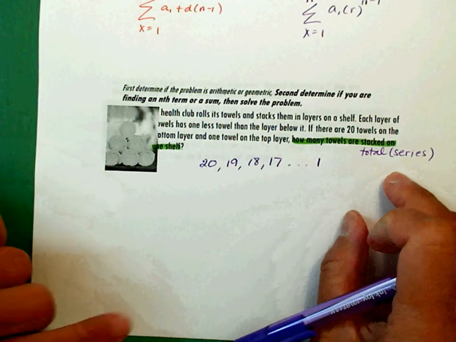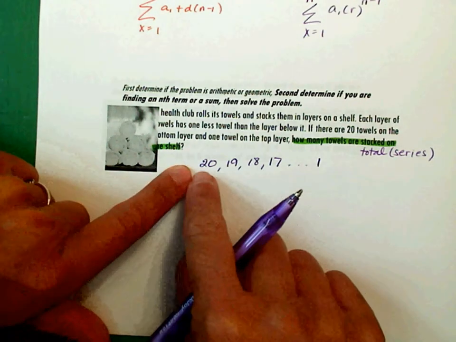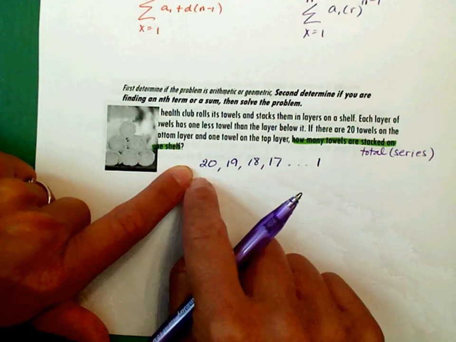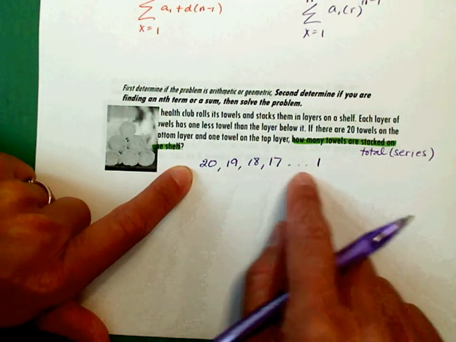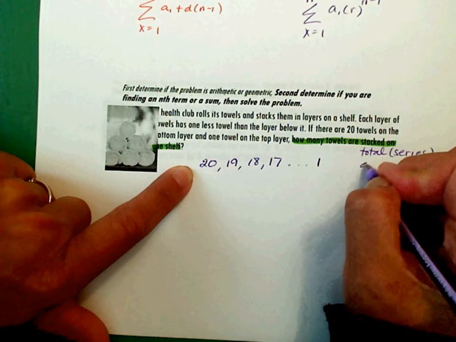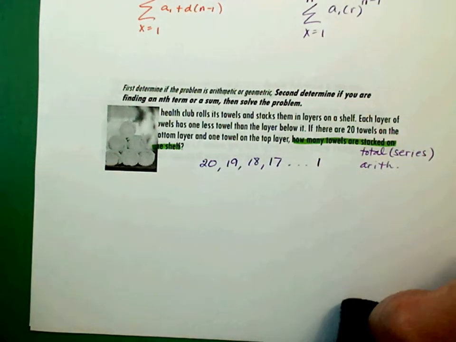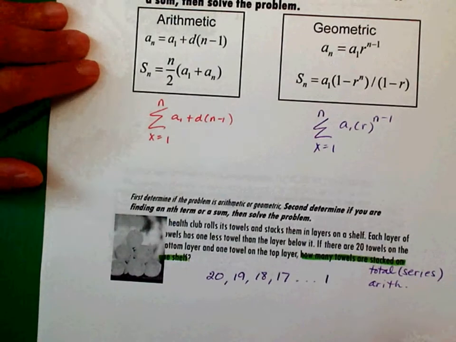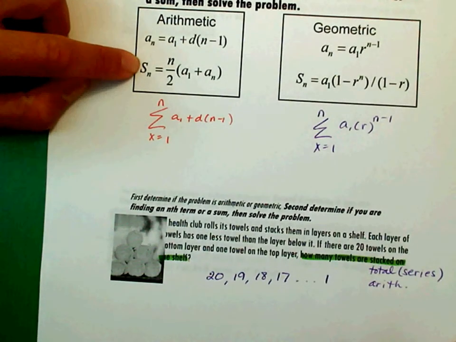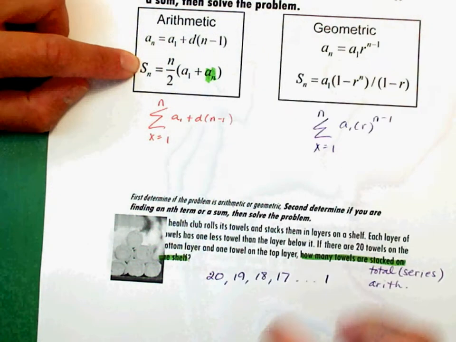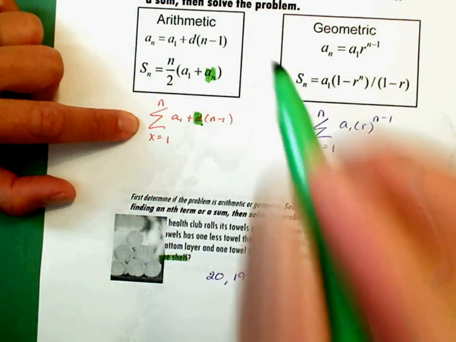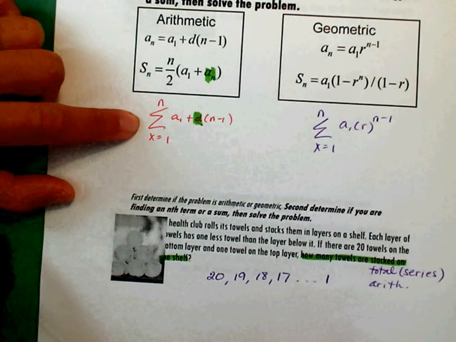So if you are doing a total, you're going to use a series formula. And let's take a look at our data. Am I multiplying or am I adding? Well, you're adding a negative number. I'm going down by 1. So that is an arithmetic sequence, okay? So the formulas I have, I can use this one. If I use this one, I need to know the last term. Or I can use this one. If I use this one, I need to know the D. Either one. So let's take a look what we've got.